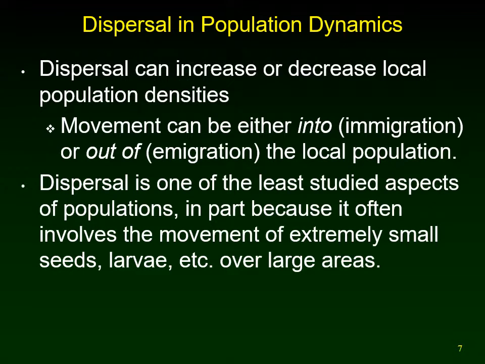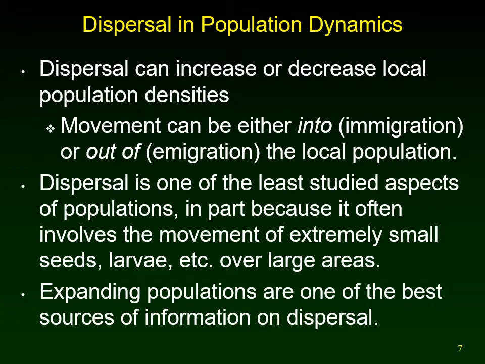Dispersal is one of the least studied aspects of populations, in part because it often involves the movement of extremely small seeds, larvae, etc. over large areas. So it's a hard thing to study when you're looking at things moving far distances that are really, really tiny. So if you think of a plant seed being blown in the wind, it can move a really long distance, and it's hard to track where those things move. There are ways to do that. It's just not something that's highly studied.